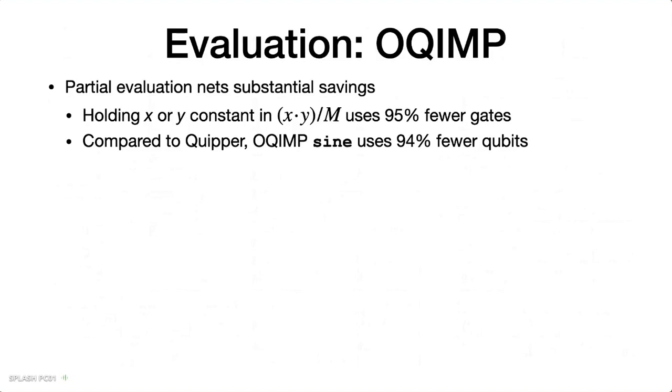On the OQIMP side, partial evaluation can work extremely well. We were able to reduce the number of gates for x times y divided by n, which comes up in that Taylor series expansion a lot, by 95% of the gates by holding one or the other of those variables constant. So that's pretty nice. It's a lot better than just doing inlining. And overall, compared to Quipper, the sine oracle that we implemented uses 94% fewer gates than Quipper's version of sine.